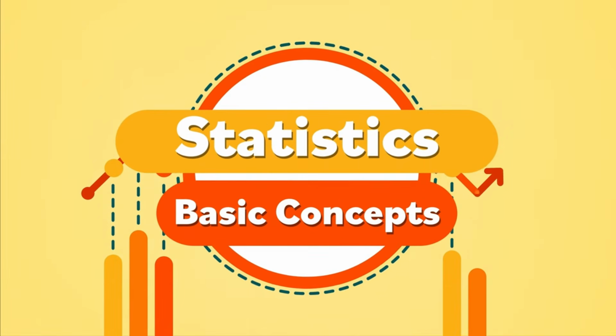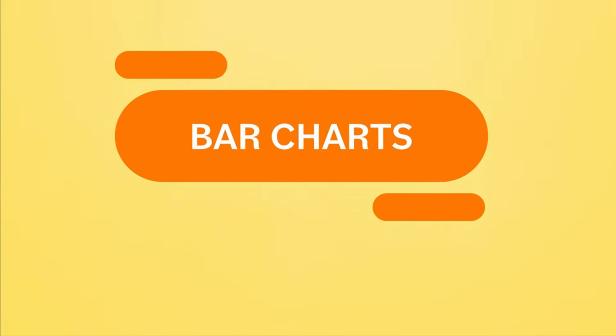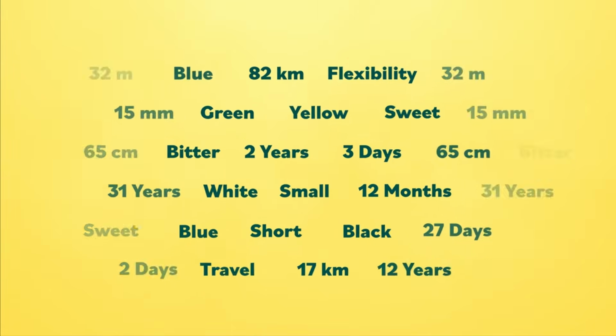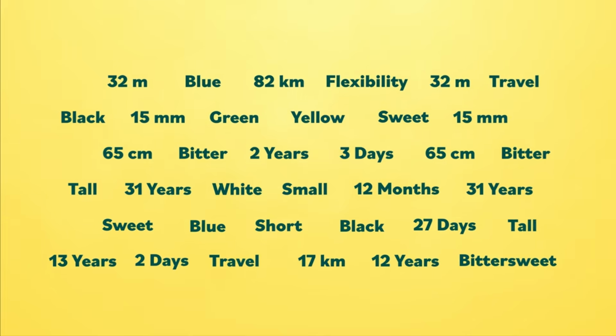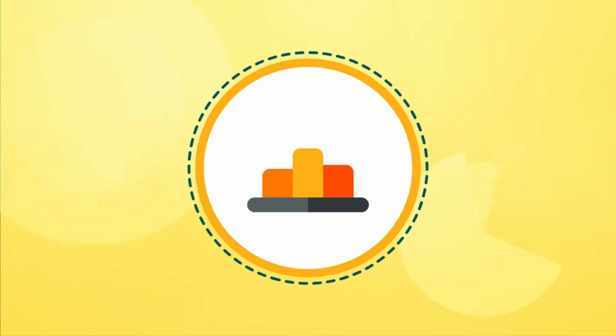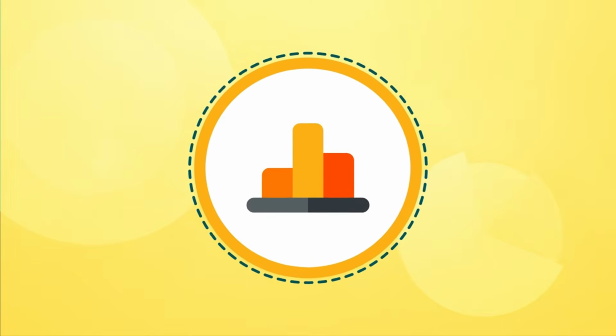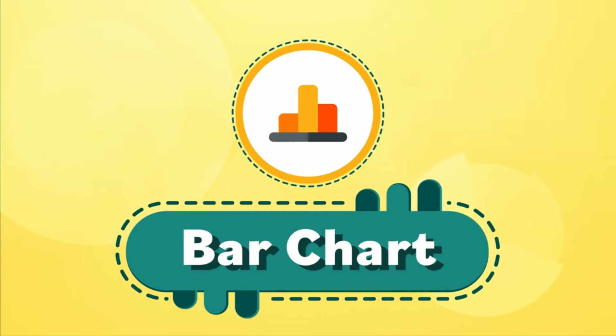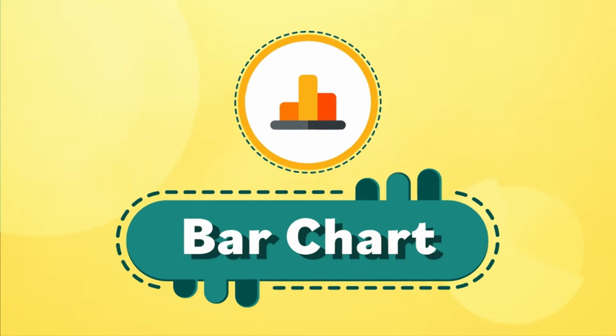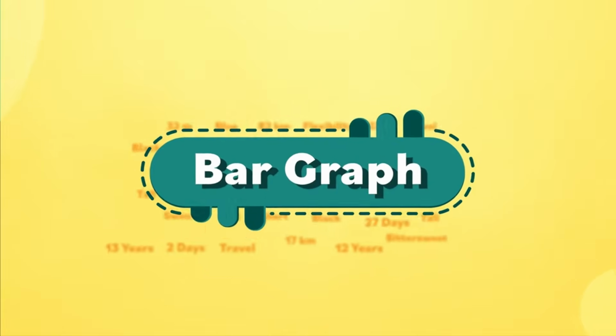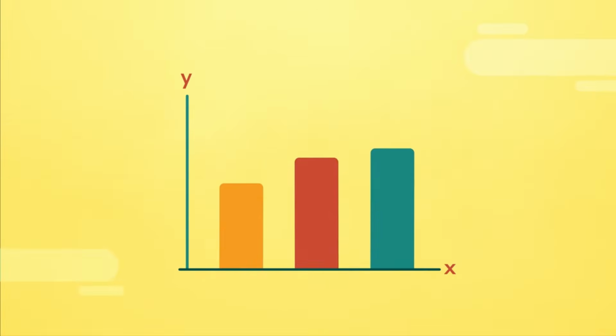Statistics. Basic concepts. Bar charts. Organizing data in visual ways can help you to understand it better. One way to do this is through creating a bar chart. A bar chart, sometimes called a bar graph, is used to compare different types of information. It uses bars or columns to reflect the data.